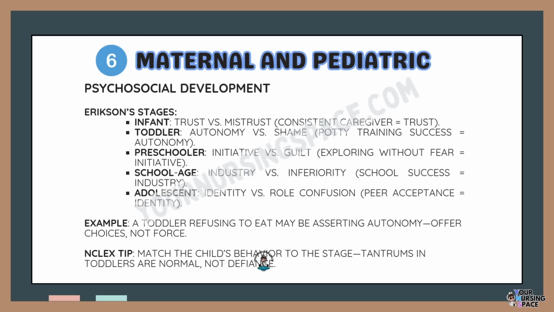Toddlers 1 to 3 tackle autonomy versus shame. This is potty training territory. If they master it, they feel independent. If you push too hard and they fail, shame takes over. Preschoolers 3 to 5 are in initiative versus guilt. They want to try things like building a tower or picking their clothes.